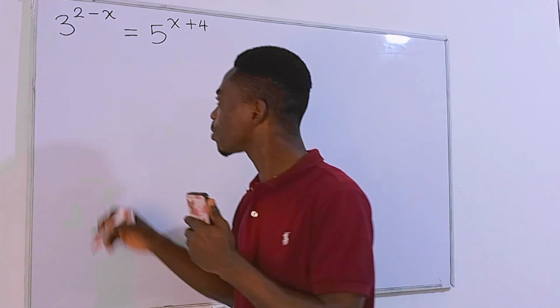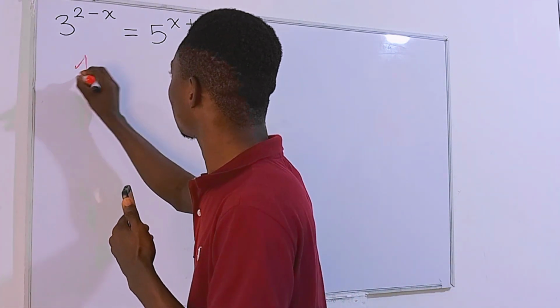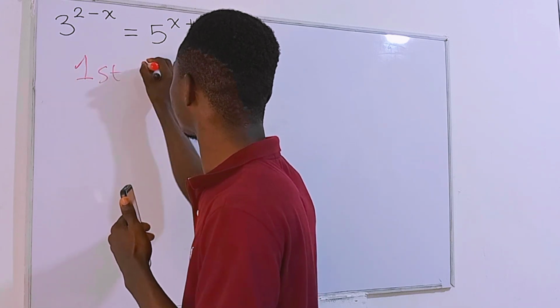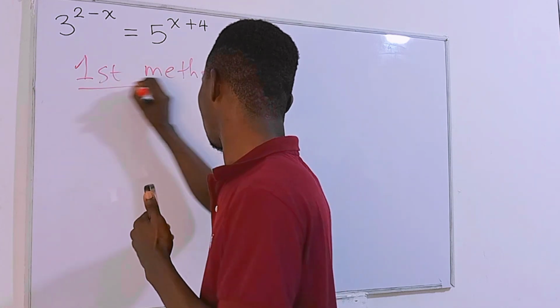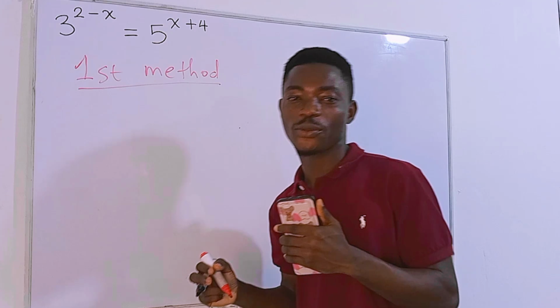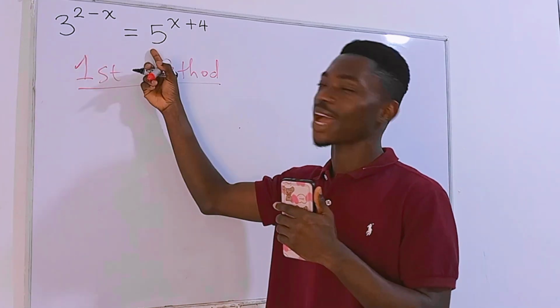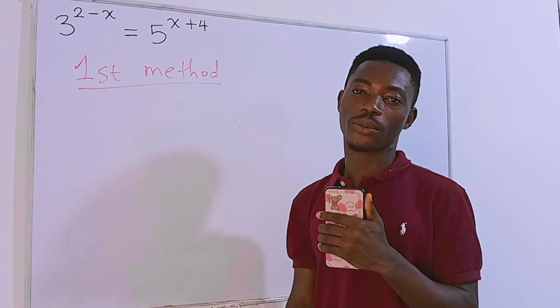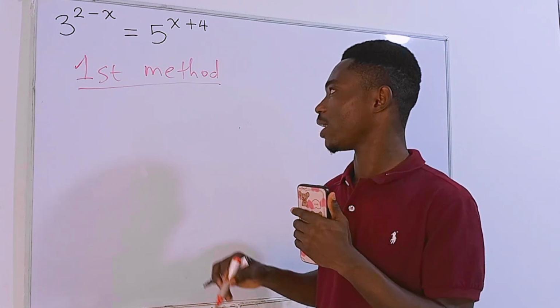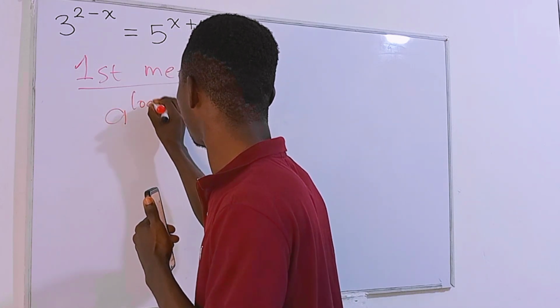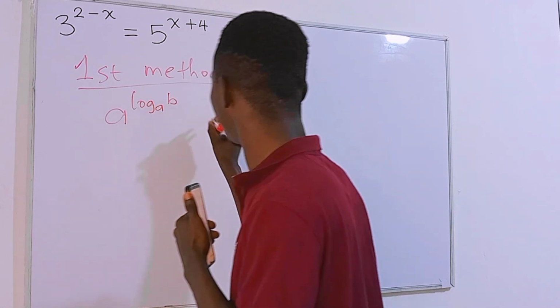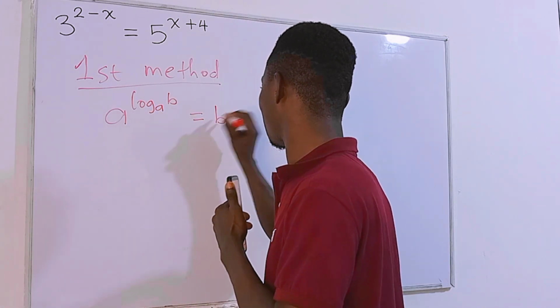Like I said, I'll be solving this in three different ways. So this is going to be the first method. Cool. With the first method, we are going to make sure that the bases are the same so that we can equate their powers. And we are going to apply this rule in logarithm. We know that a to the power log base a of b is the same as b.